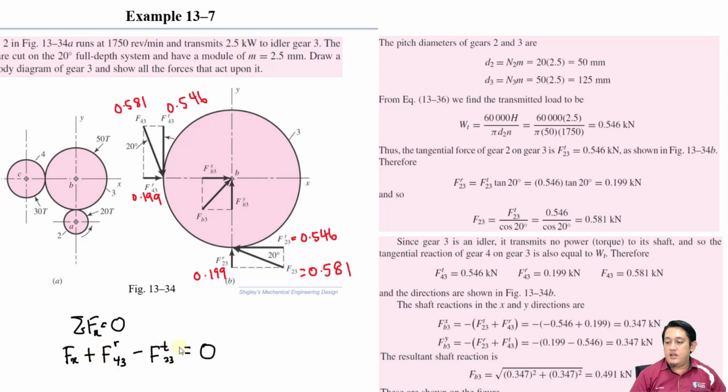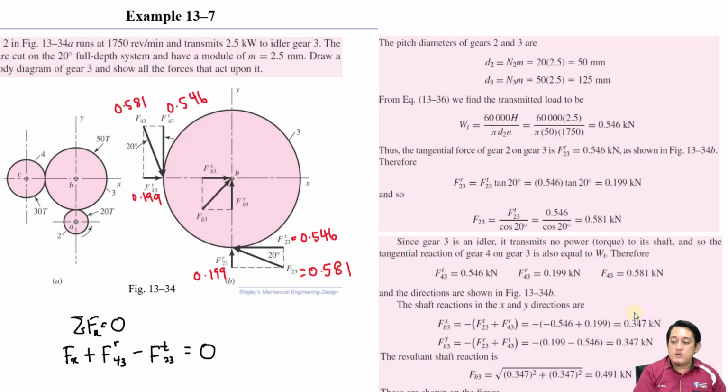So when we calculate the value of Fx, because we move everything to the right side, we have negative F tangent plus this one here, so negative 0.546 plus 0.199, and the value is 0.347. So this is for the x direction.